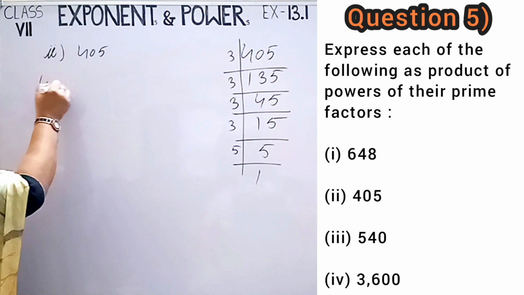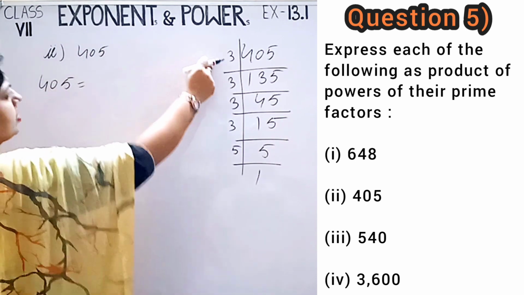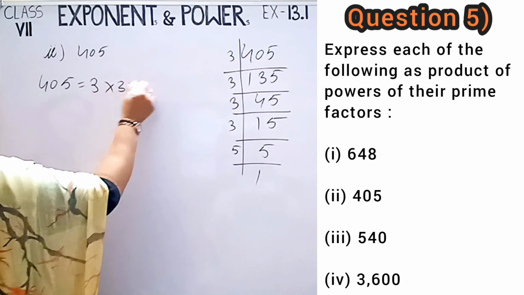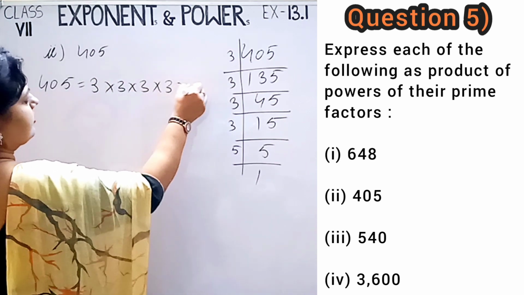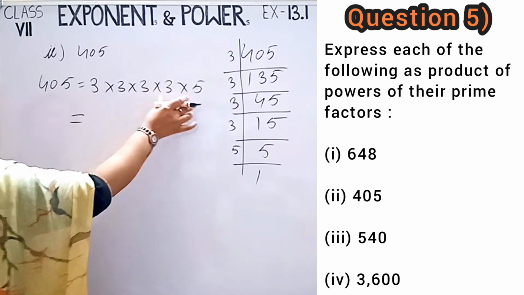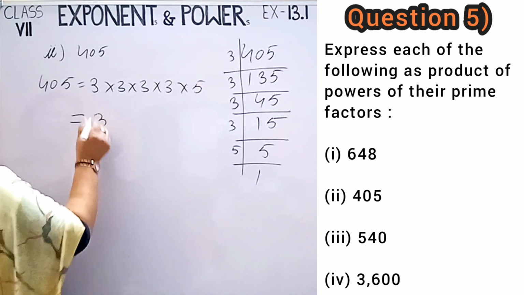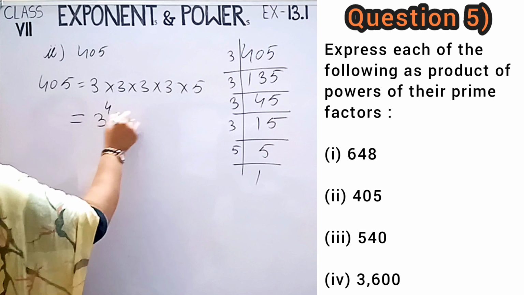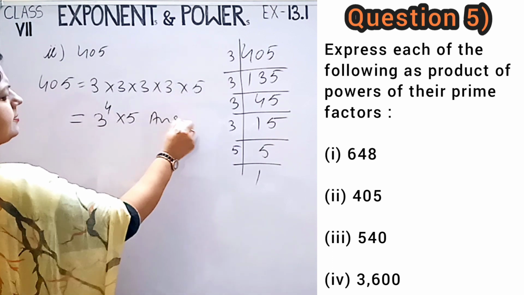So 405 is equal to 3 times 4 times, that is 3 will be 4 times, and 5. Now we have to write it in power form. So 3 raised to the power of 4 and 5. Answer.